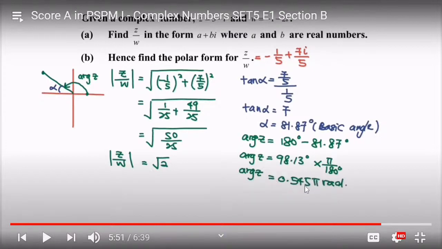Kalau you tak nak macam ni, ada pelajar dia darab terus dengan pi. Maksudnya dia dapat decimal. Boleh? So kalau saya tekan calculator, 0.545 multiply with the pi. So jawapan saya adalah 1.712. Okay? So you kena tulis jawapan you 1.71 sahaja. 1.71 radian. Sebab, remember, 3 significant figure. Express your final answer in 3 significant figure. So, di sini pun sama, 3 significant figure.